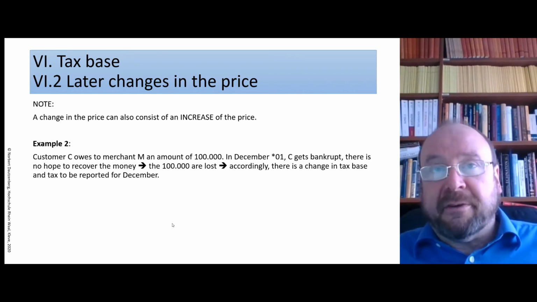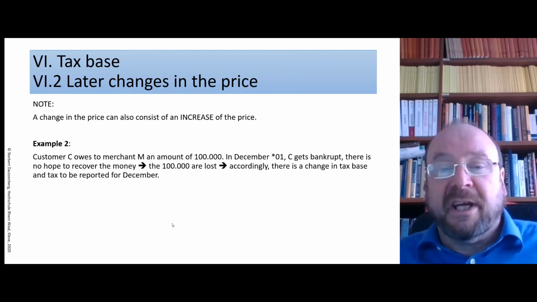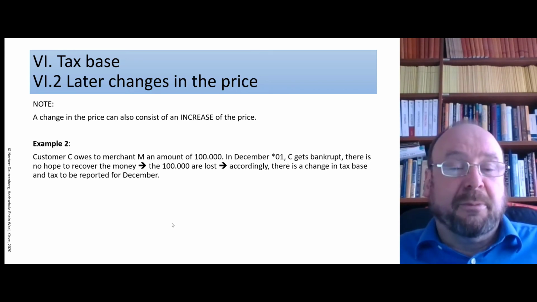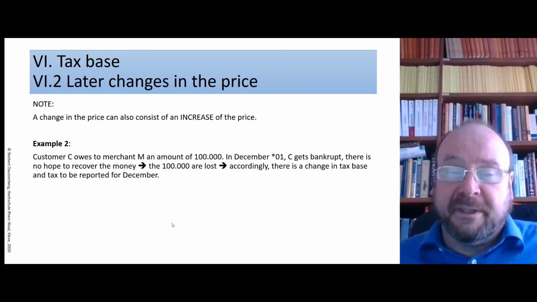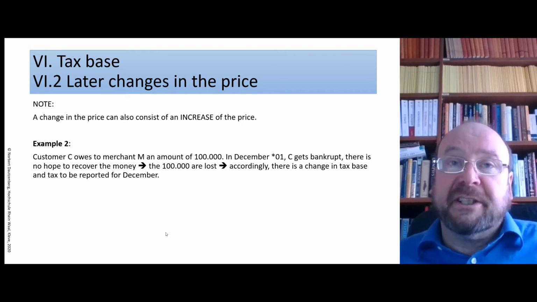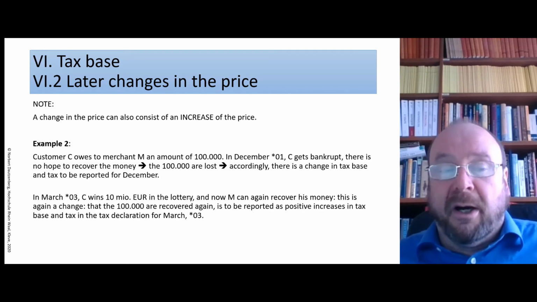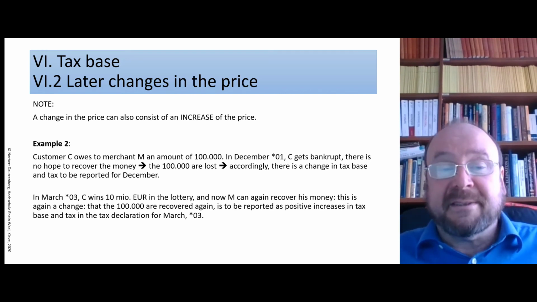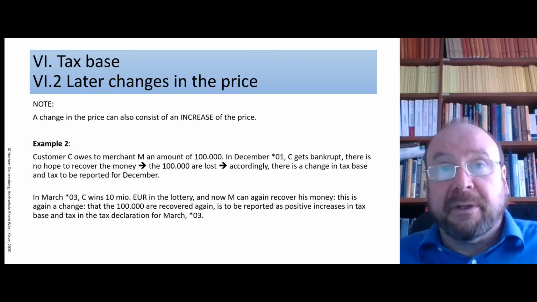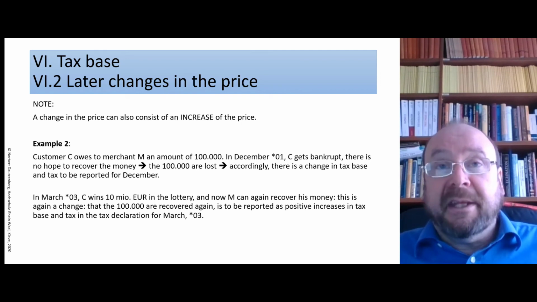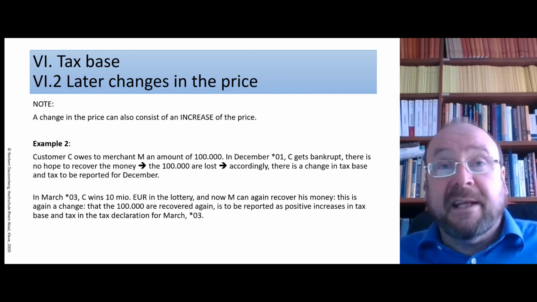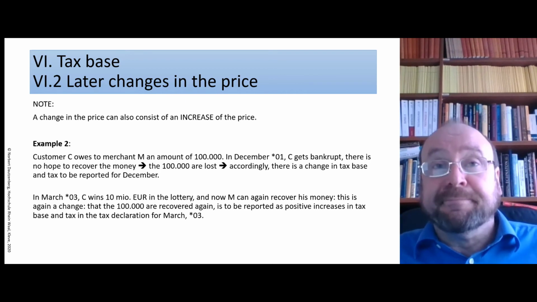Another potential example would be customer C owes to merchant M an amount of 100,000. In December 01, C gets bankrupt. There is no hope. The 100,000 are lost. You declare in December a change of tax and tax base to 0. Now in March 03, C wins 10 billion euro in the lottery. M hears about that. And now it's clear what M does.